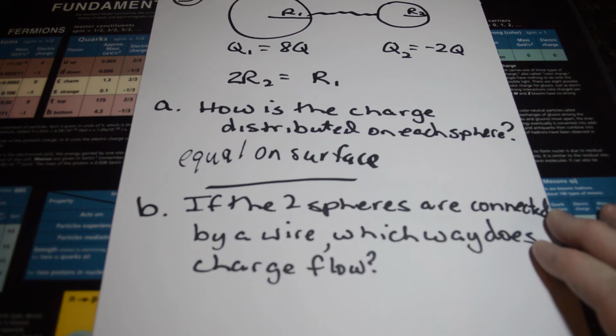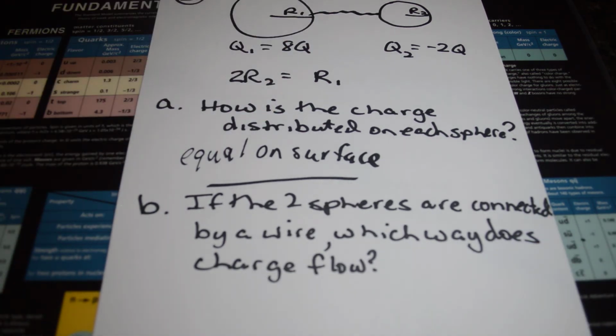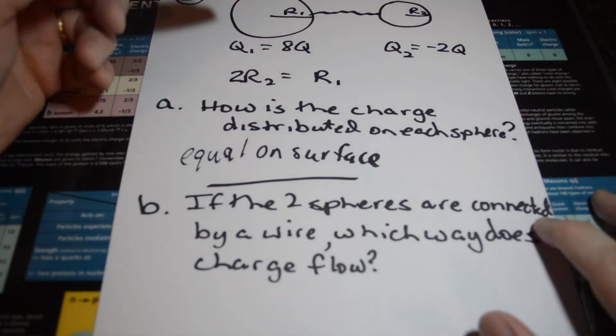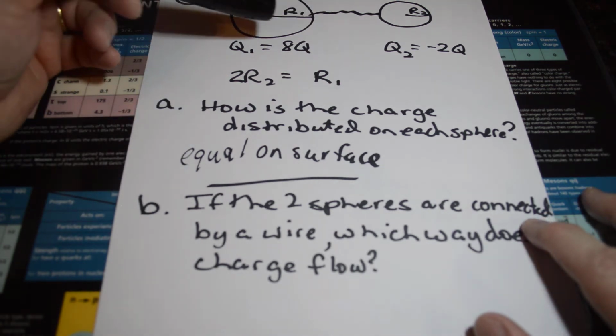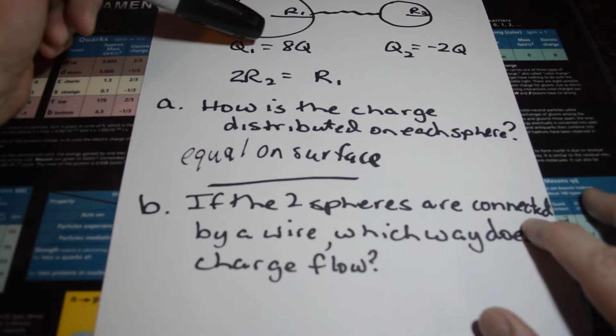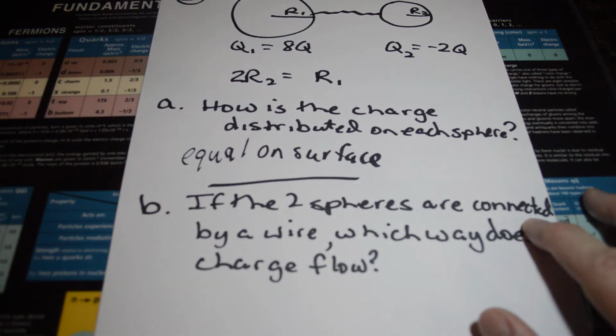Well, since there is a charge difference between the two, there will certainly be a charge flow. And the question is, which way does it flow? Does it flow one way? Well, we normally think of electrons flowing in a wire. Electrons would flow from negative to positive, or from low potential to high potential.